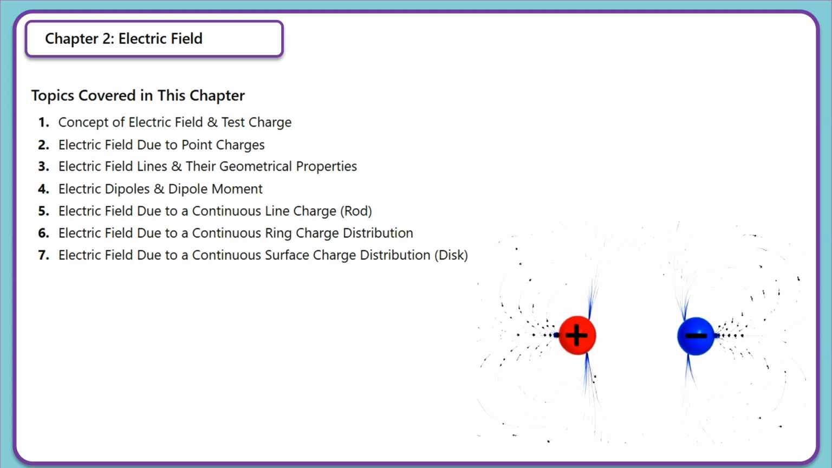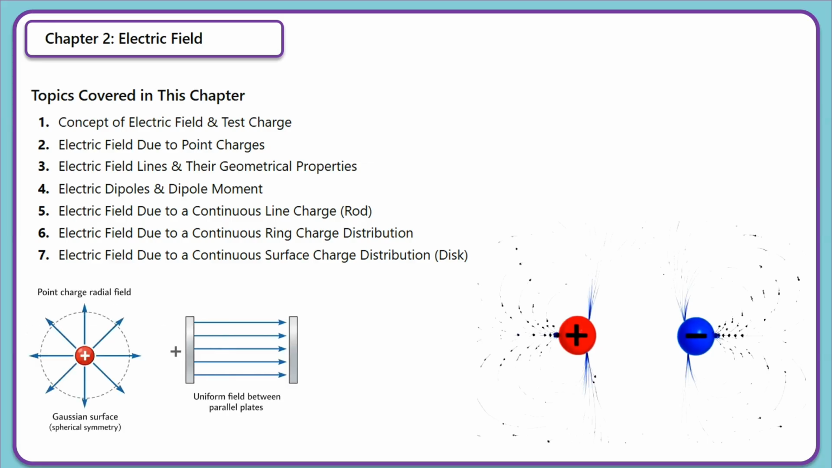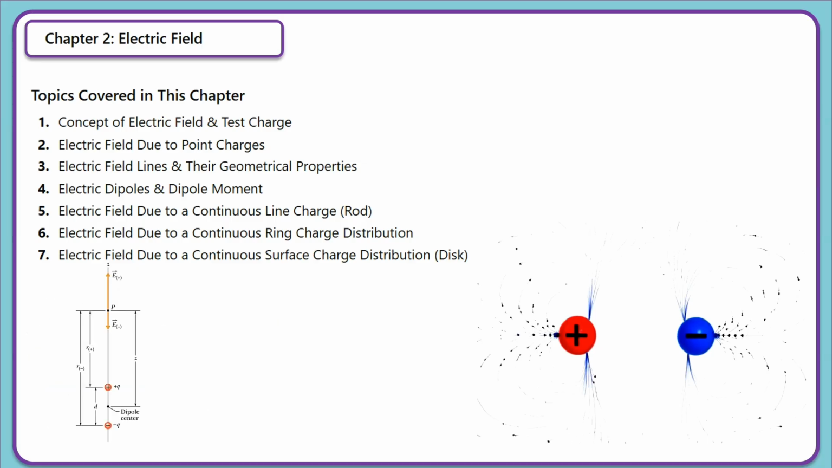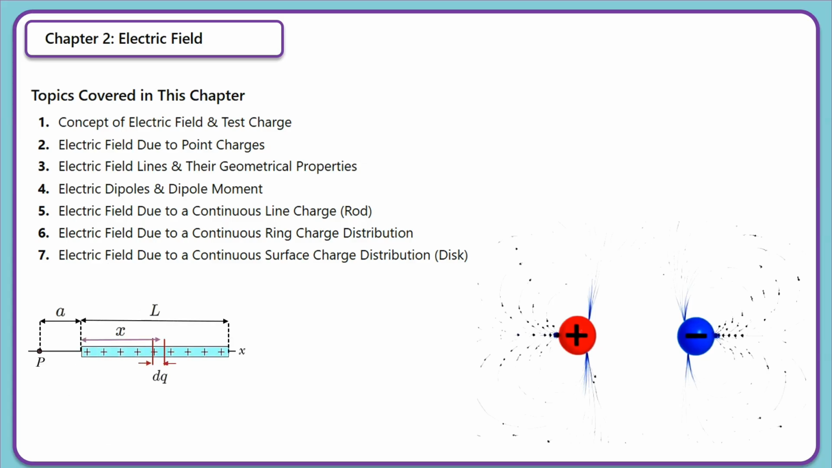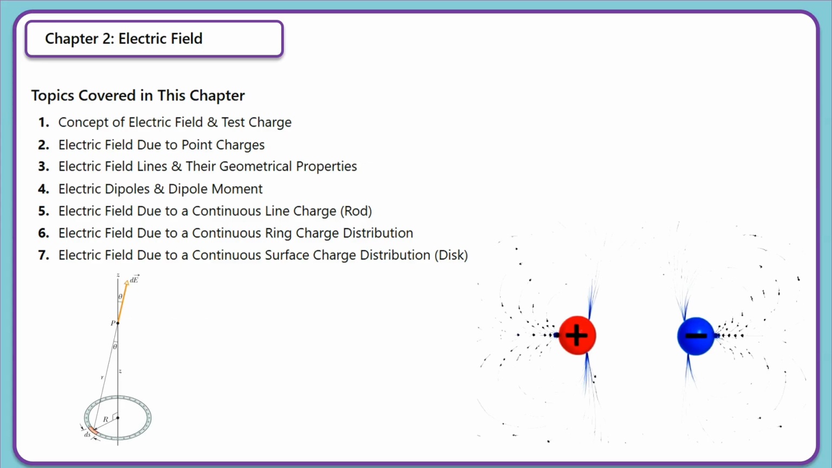In this chapter, we will study electric fields due to point charges, electric field lines, electric dipoles, and also continuous charge distributions such as rods, rings, and disks.